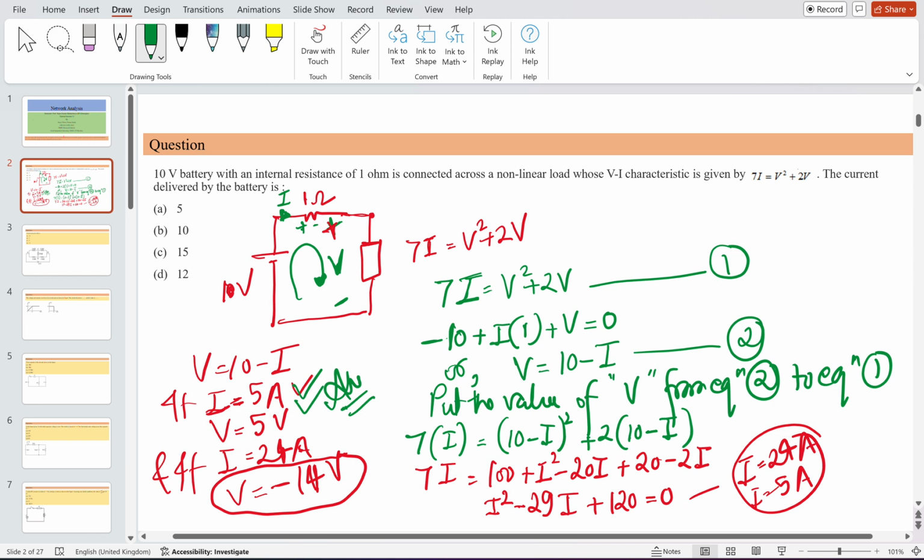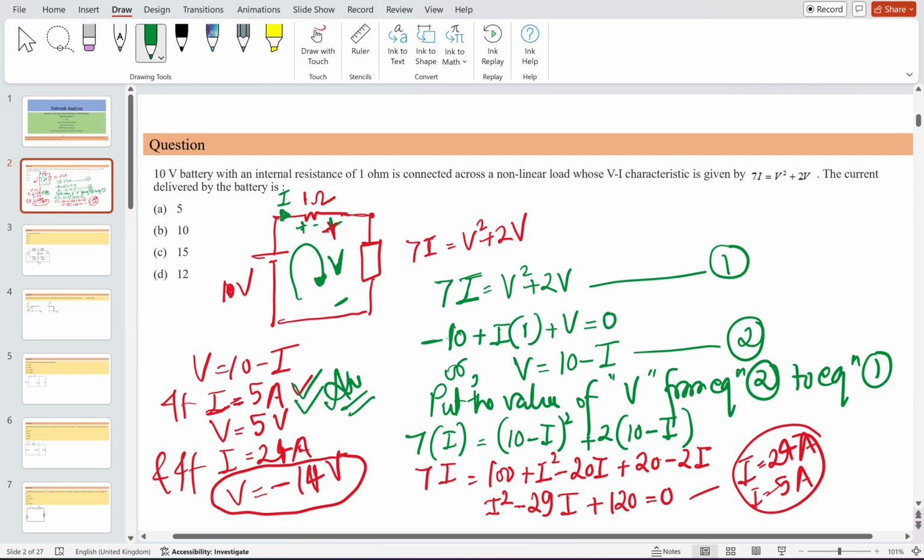These kinds of problems should be solved like this: one equation will already be given, saying that this is a non-linear load, and one equation will be the V and I relation. Then the second equation can be found from the network itself, by the KVL or the KCL equation. You can solve both equations and you will get the answer.